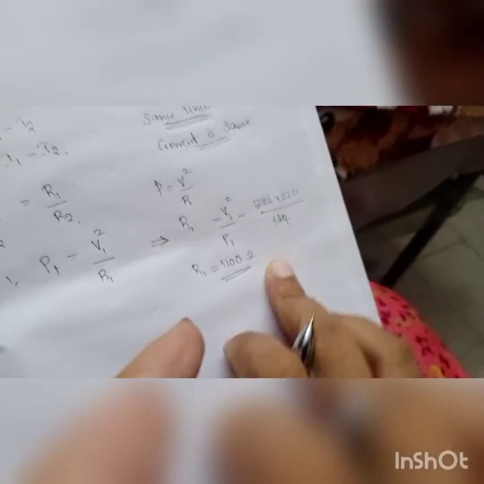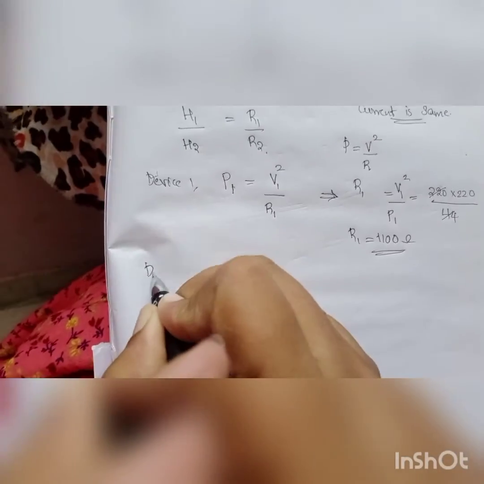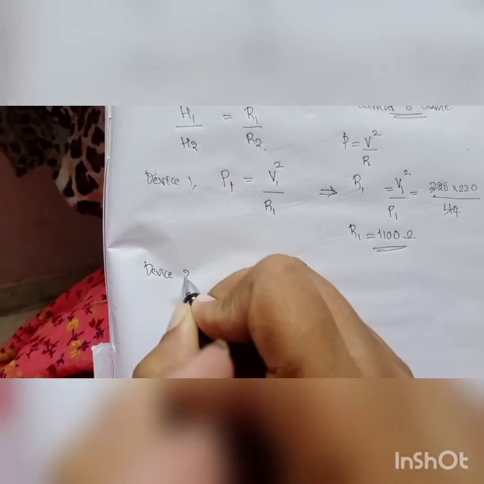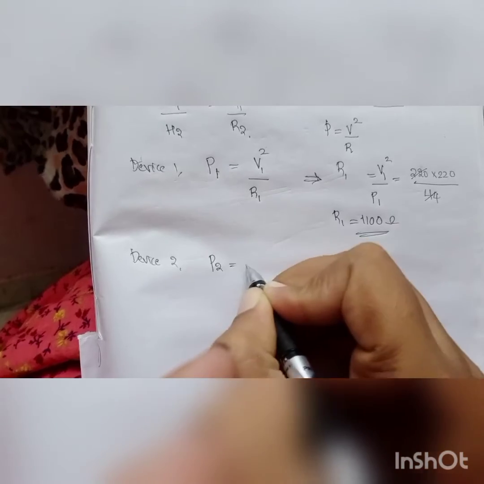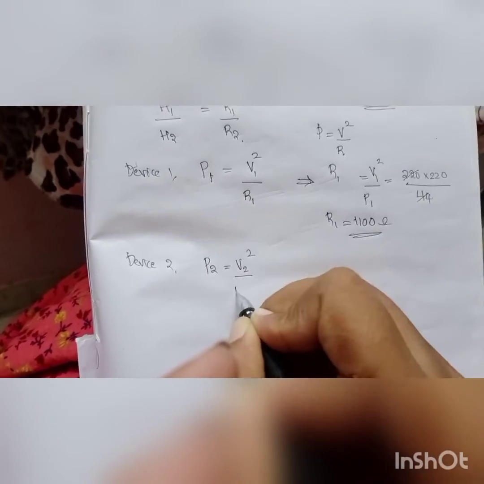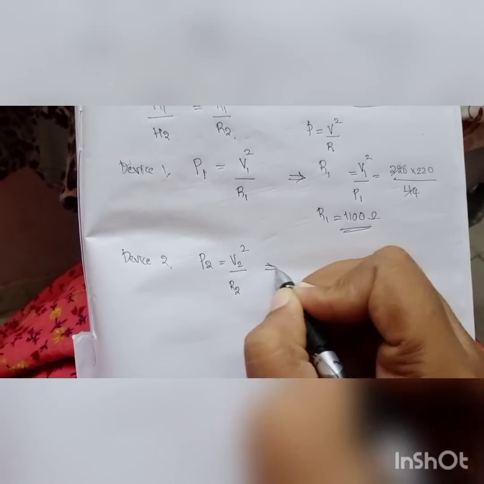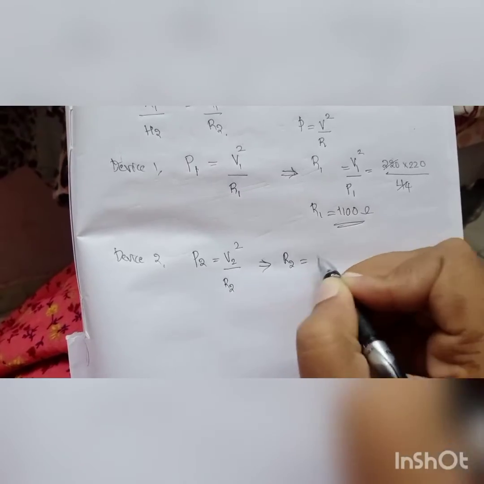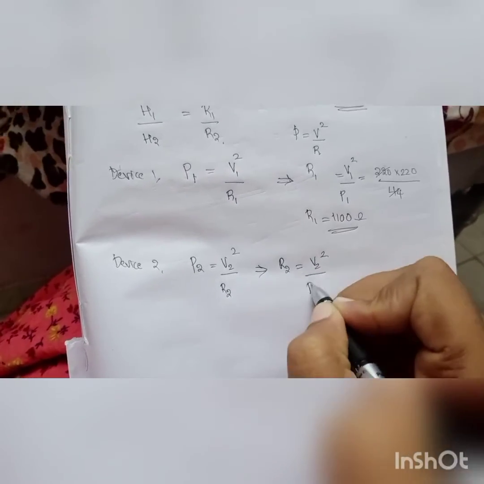Okay, and you will get the value for R1 as 1100 ohms. Similarly, try for device 2. So here the P2 will be equal to what? V2 square by R2, right? Or we can write R2 will be equal to V2 square by P2.